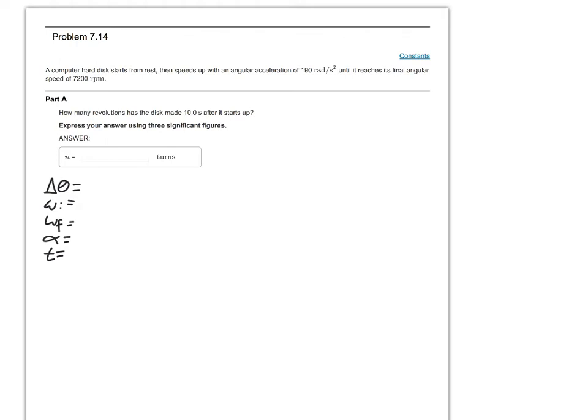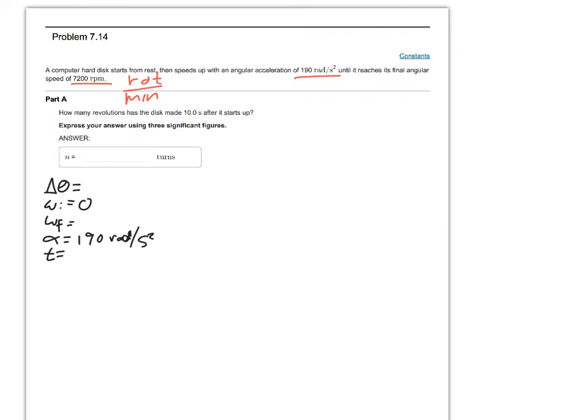For this problem, we have a computer disk starting from rest and speeding up with an angular acceleration of 190 radians per second squared till it reaches a speed of 7,200 RPMs, which stands for rotations per minute. So let's go ahead and set up our angular kinematics for this one. We know we're starting from rest. We know our angular acceleration is 190 radians per second squared.